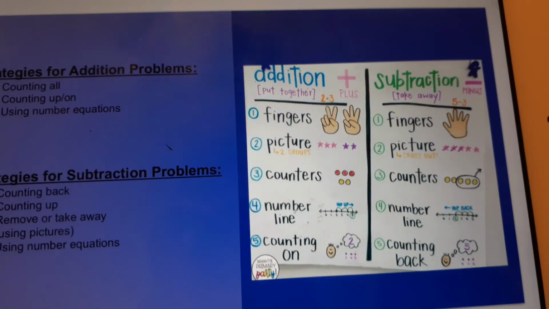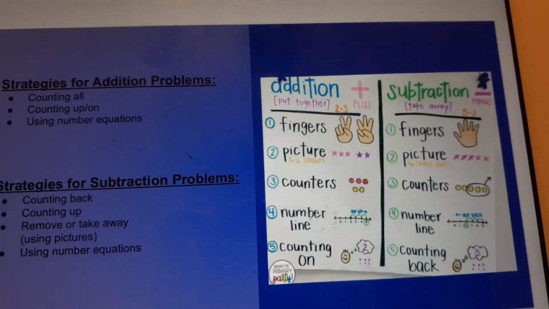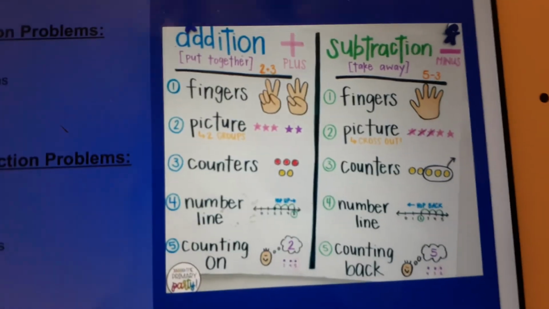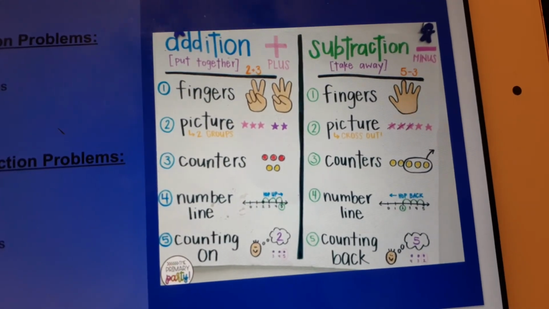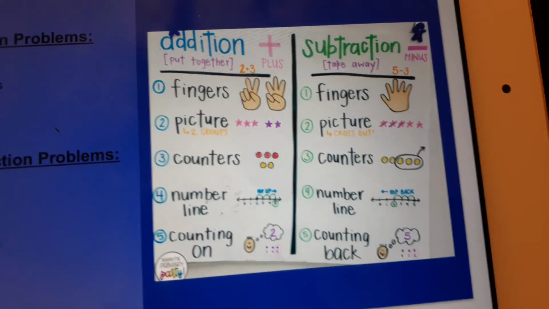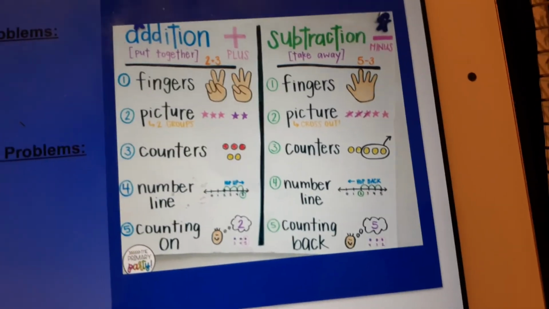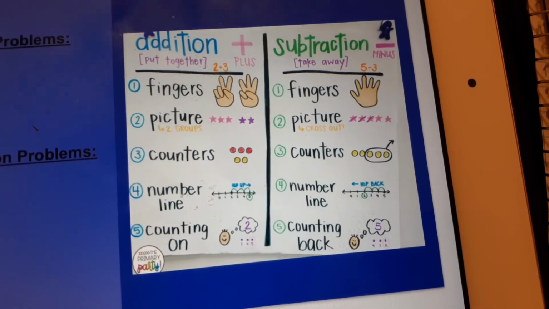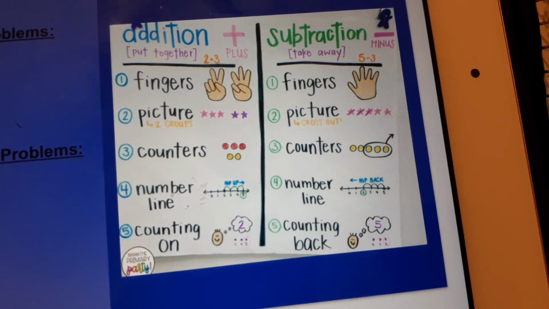Today we're going to focus more on the different strategies that we can use for addition and subtraction problems. So here I have a chart on the different strategies we use with addition and subtraction. The first strategy we can use for both is using our fingers. We could use our fingers to count, and we can use our fingers to also take away, so we can get the answers when we're adding and subtracting.